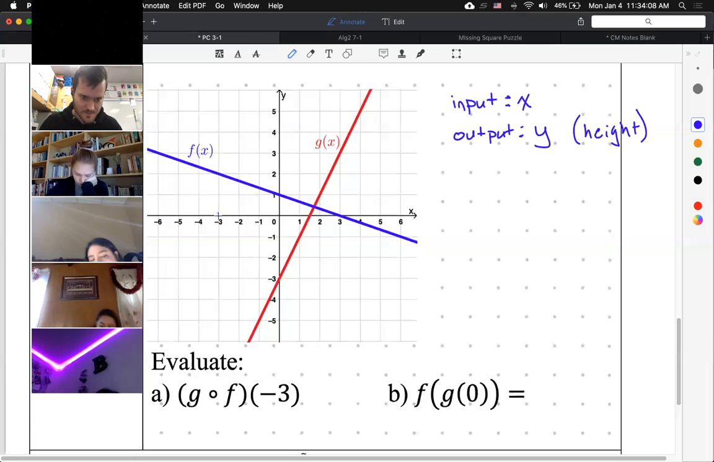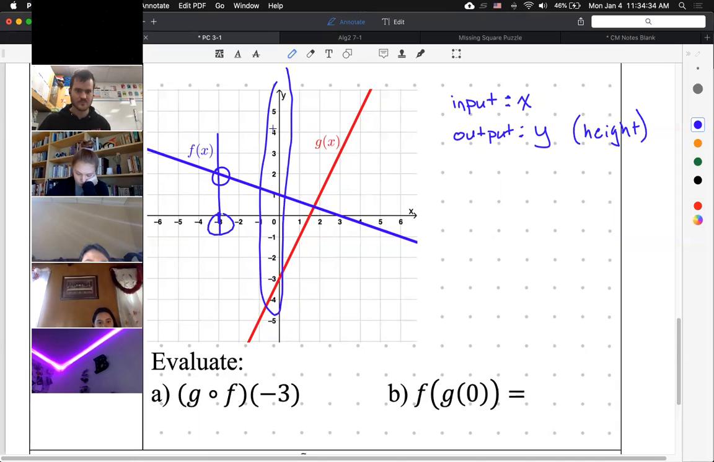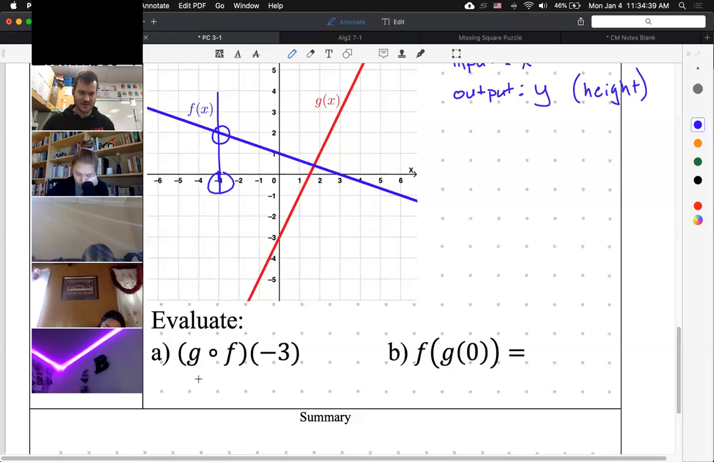At -3, I'm going to try to find where that intersects F. And I see, okay, well, F is the blue function. It looks like it intersects right about there. Emily, what is the height that F returns? What is the output of F of -3? -3 is the input, and then the output is somewhere on this y-axis. 2. 2, exactly. So we can now say this reduces down into just g of 2.